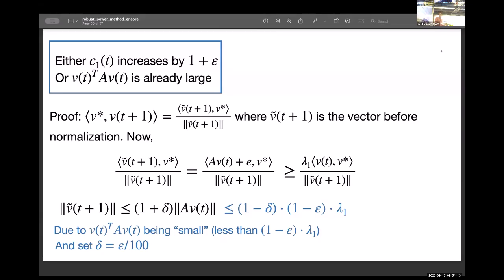And now it's clear. Now I set delta to be, let's say, epsilon over 100. And now this denominator is smaller than 1 minus epsilon over 2 times lambda 1. That should be 1 plus delta, sorry. Yeah, so if I set 1 plus delta and delta is epsilon over 100, there's a plus epsilon over 100 and a minus epsilon. So they combine to be, let's say, minus epsilon over 2.